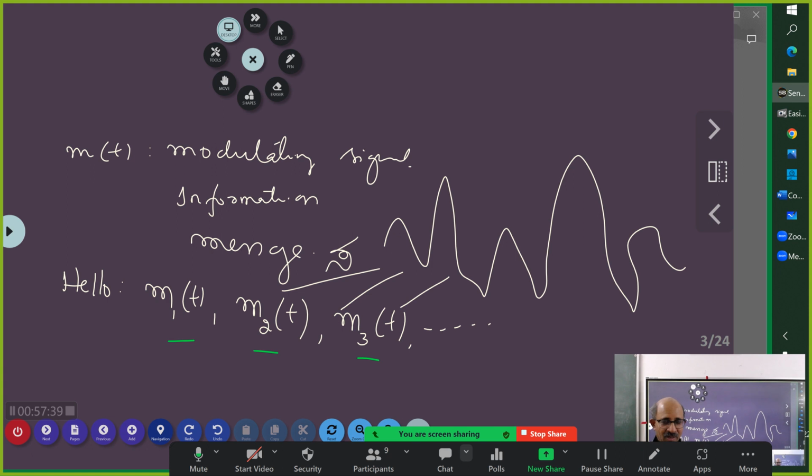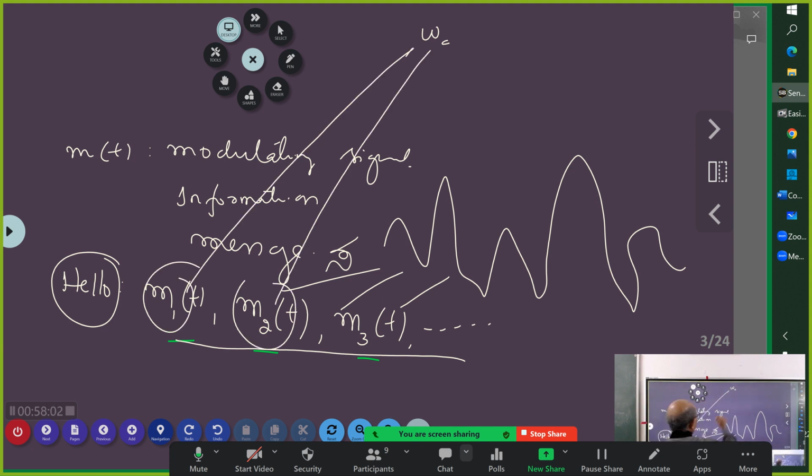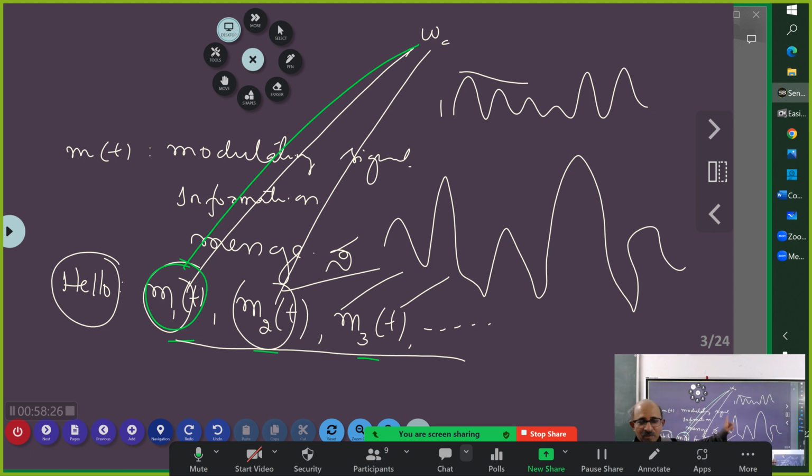So if you want to superimpose hello on the carrier, all these frequencies will add on the carrier omega c. Each of them will go and modulate it. Then I can't write it on the board like this. It will be very complicated. So as a simple example, I have chosen only one modulating signal, causing modulation of only one carrier frequency. Got it? Clear? Good.